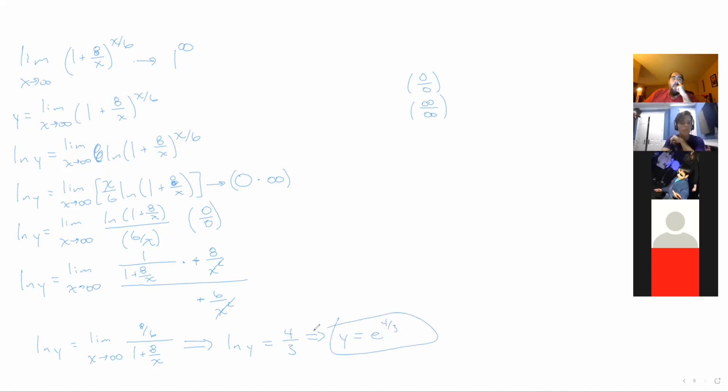Okay. How did you guys get 4 over 3? Is that what you asked? Uh-huh. So it is on the bottom of my page here. That denominator is 1 plus 8 over x. As x gets larger and larger, that's going to trend toward 1 plus 0. So that whole limit just becomes 8 over 6, or 4/3. Yeah, it makes sense now.